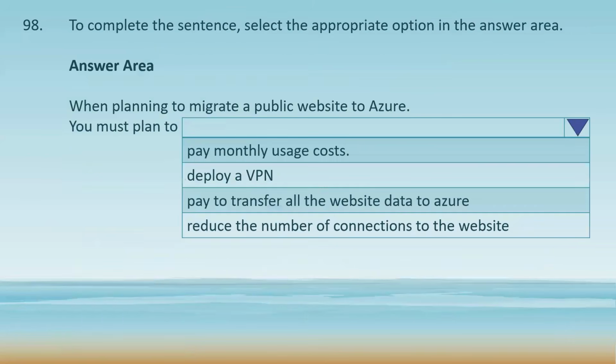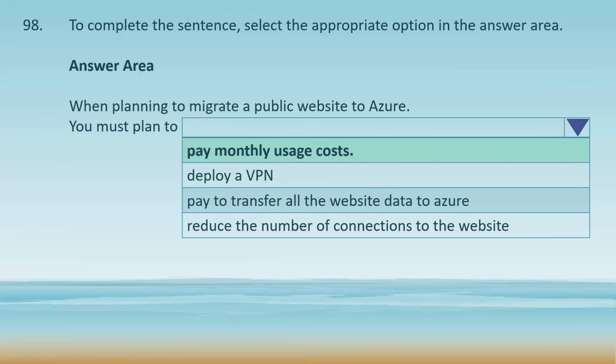Let's look at next question now. To complete the sentence, select the appropriate option in the answer area. Now you have a statement. When planning to migrate a public website to Azure, you must plan to, your options are pay monthly usage costs, deploy a VPN, pay to transfer all the website data to Azure, reduce the number of connections to the website. So the correct answer in this case is pay monthly usage costs.